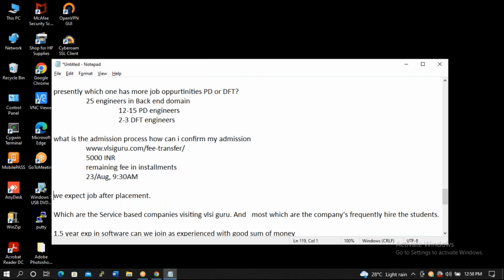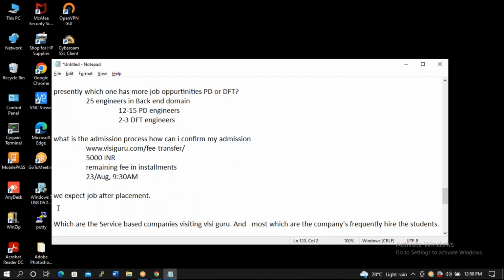Next. Can we expect a job after placements? Yes, if you perform well during the course and complete all the course assignments, your chance of getting a job will be almost 100%. All you have to do is follow the trainer's guidelines. The trainer says today you complete this floor plan assignment, power plan assignment, you work on this project. If you just follow those guidelines, the chance of getting a job will be 100%.